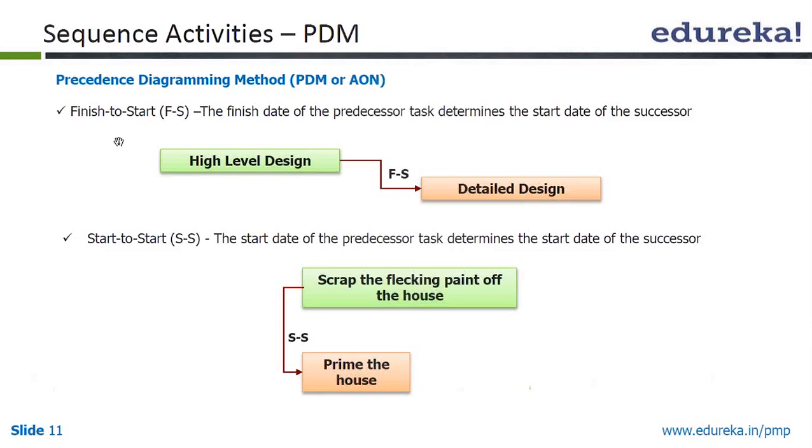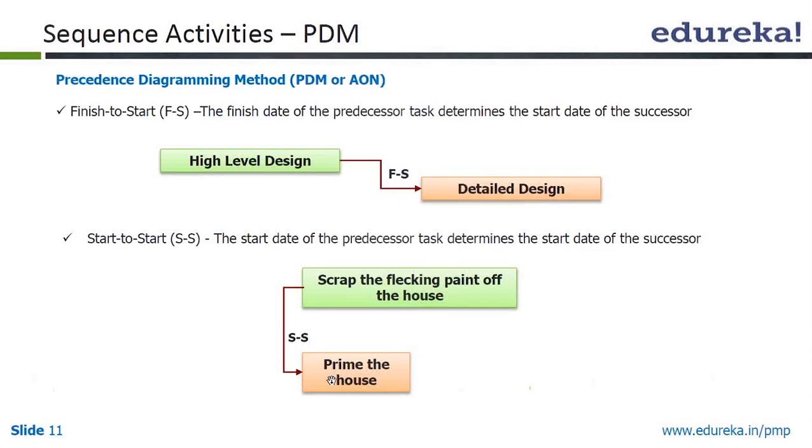So you have the first relationship, finish to start. I think we already have seen this with the example, right? And the finish date of the predecessor task, this we also have seen. So basically the successor starts depending on the finish of the predecessor.